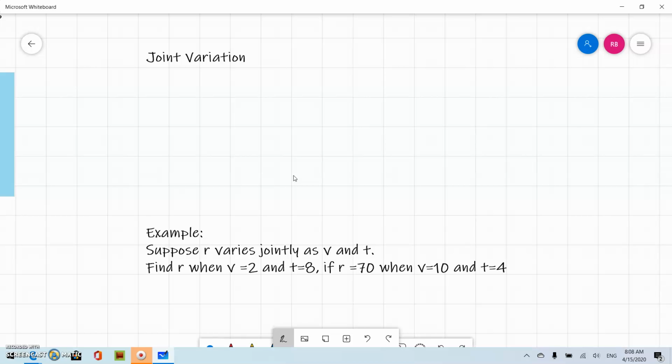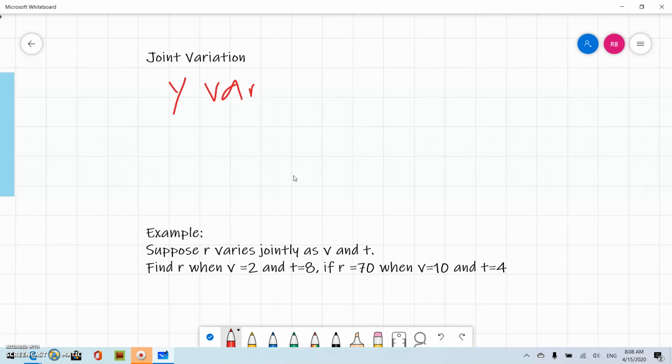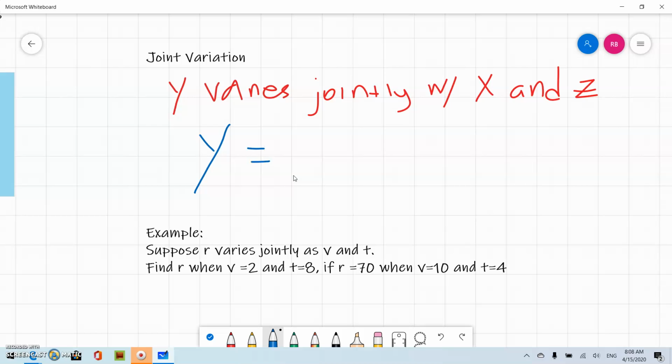Joint variation is very similar to direct variation, but it will say something like this: y varies jointly with x and z. So now the variables are 2. How do you write this? Very similarly: y equals the constant of variation, always, times x times z. When it varies jointly, they are all multiplied together.